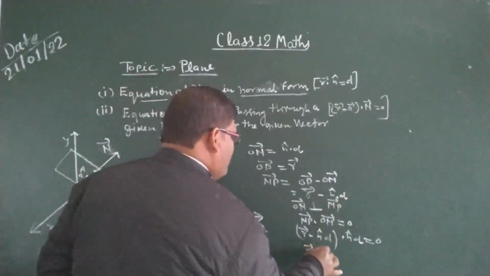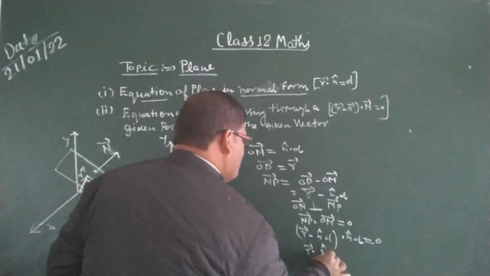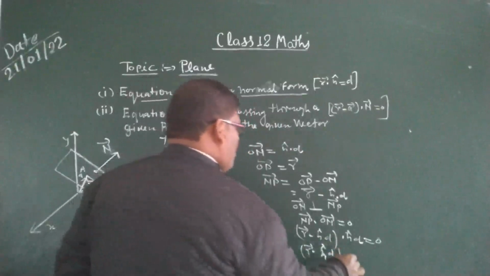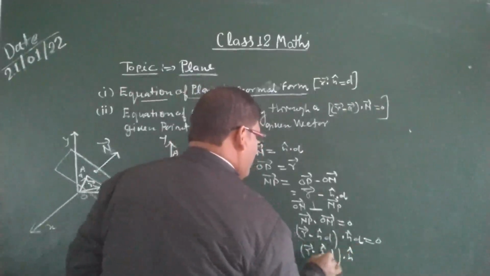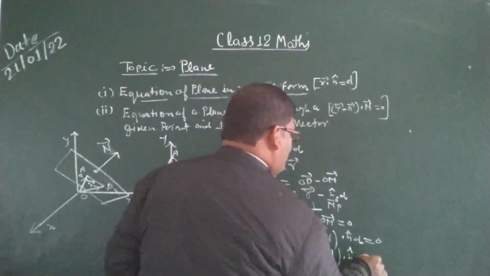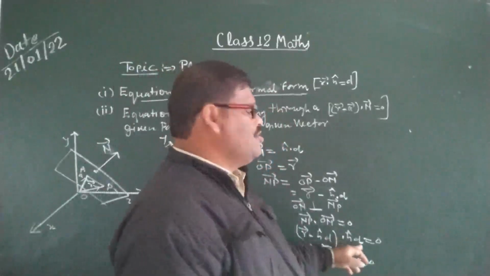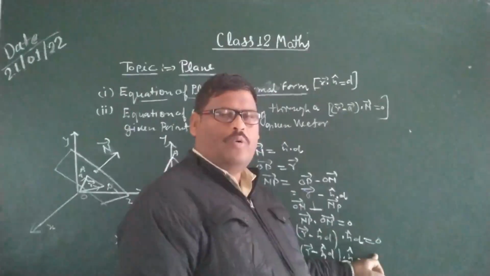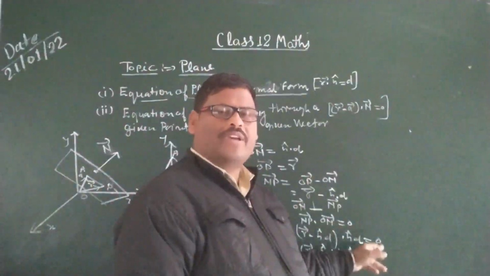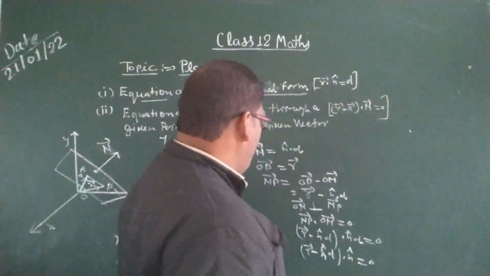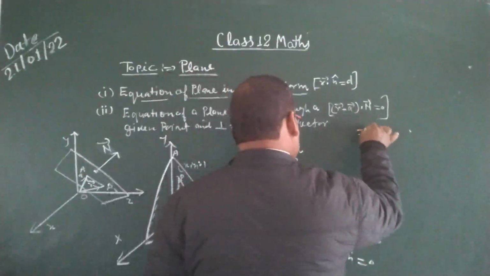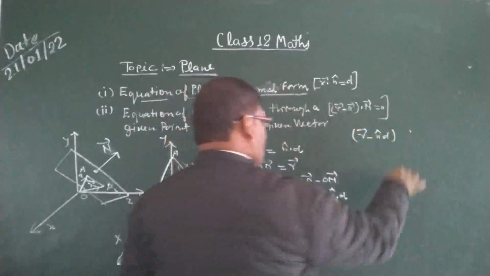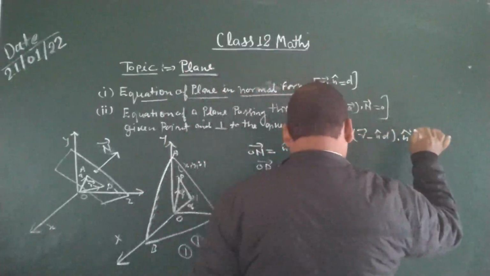If D cannot be equal to 0, implies that we can write (R minus n cap into D) dot product n cap is equal to 0. As D is not equal to 0, we can write 0 by D is equal to 0. Why? Because D is not equal to 0. Now vector (R minus n cap into D) dot product n cap is equal to 0.